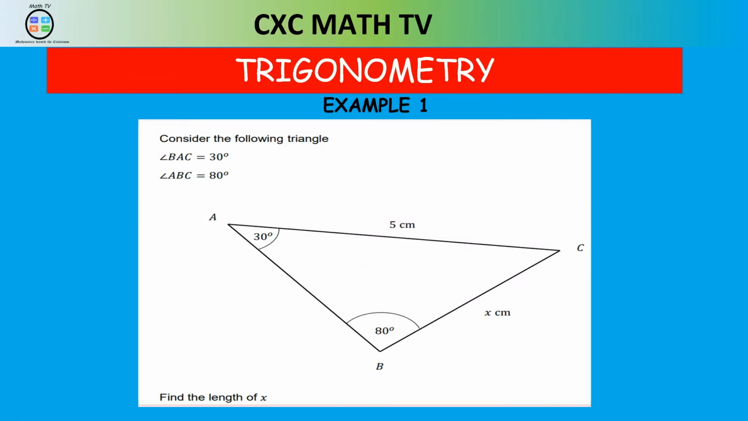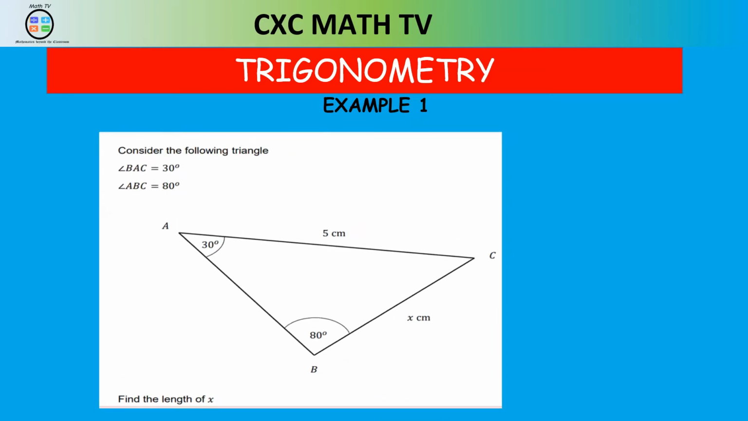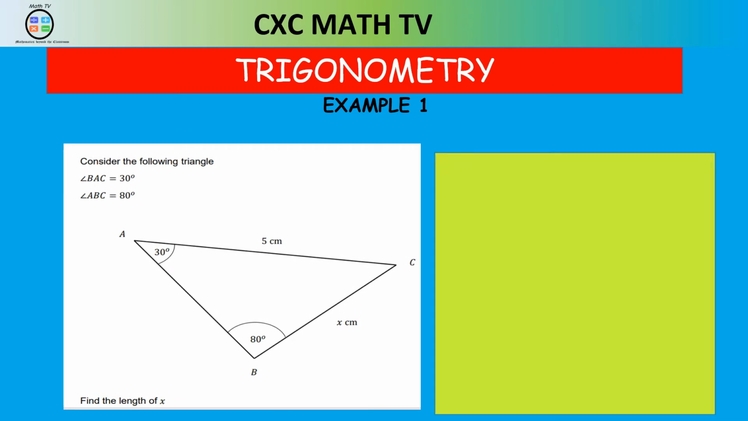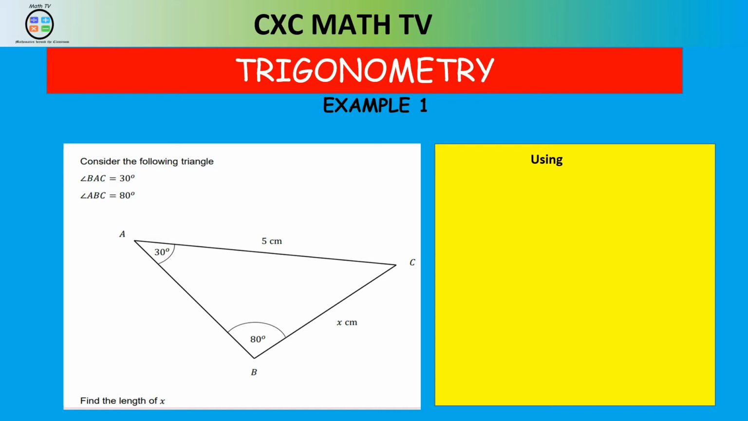When we go about using sine rule, what do we know? The angle at A is 30 degrees, which is opposite to the length BC, which is x. Also, the angle 80 degrees is opposite to the side AC. So the sine of 80 degrees over AC is equal to the sine of 30 degrees over x. Therefore sine 80 degrees over 5 is equal to sine 30 over x. We transpose, so x times sine 80 degrees is equal to 5 sine 30 degrees.